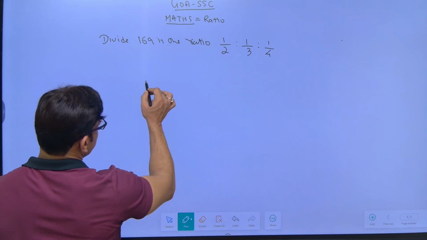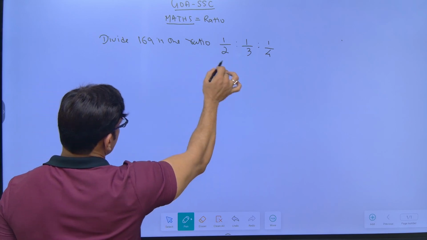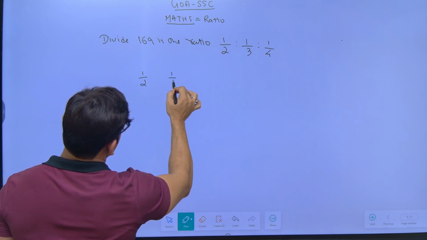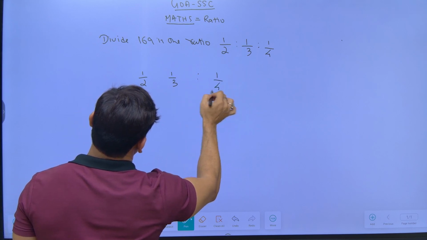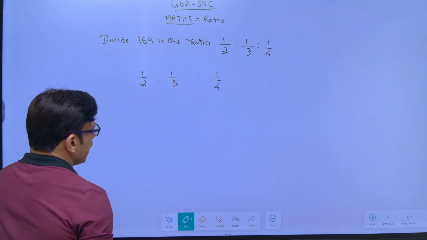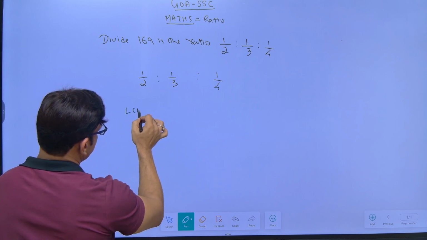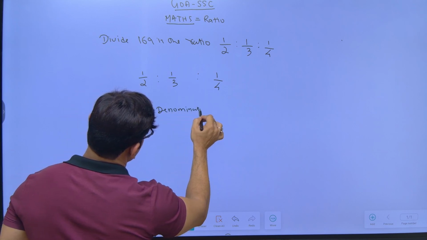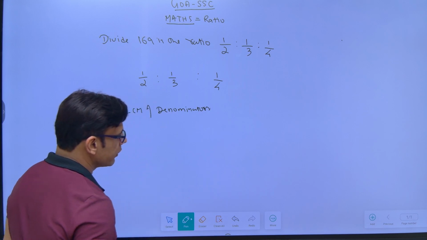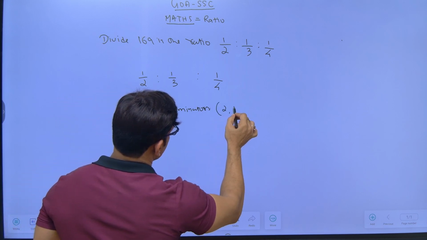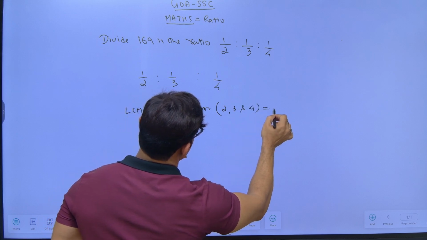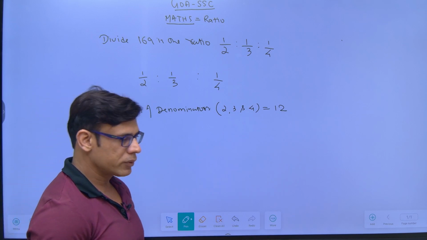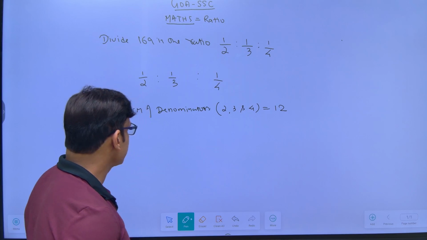So let us write down first, understand how to do this question. You write 1 by 2, 1 by 3 and 1 by 4. In such cases, find out the LCM of all the denominators, which is 2, 3 and 4. Now which is equal to 12. So we'll take up the class of LCM and HCF also, so you'll understand how to find out LCM in the shortest period of time.